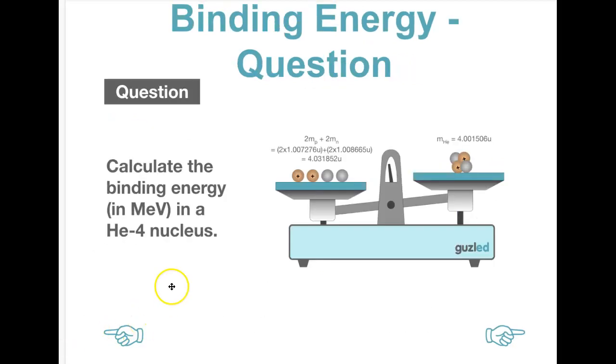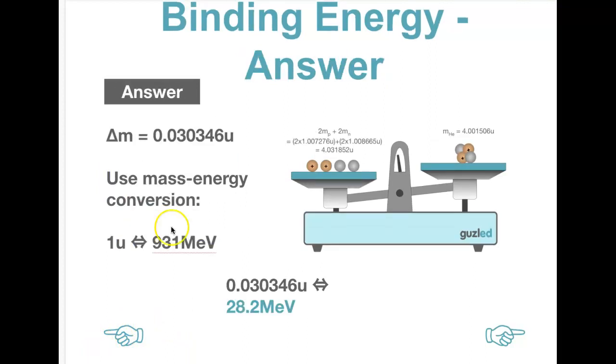Now try and do the binding energy in mega electron volts of a helium-4 nucleus. If you use the immediate conversion, you should be able to get 28.2 mega electron volts. Okay, once you've done that, you can now try the assignment.